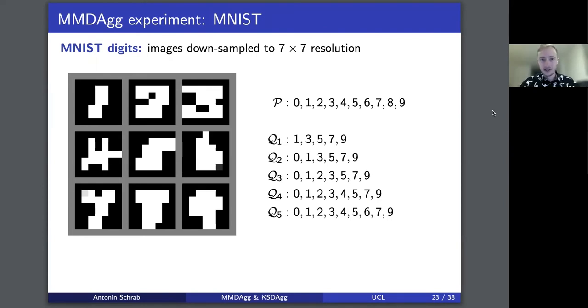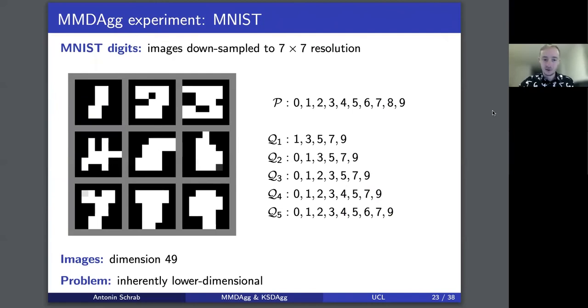For our KS-DAG experiment, we actually ran some experiments on MNIST in 28x28 resolution. This was not done for computational reasons; it was just too much to experiment with. Those images are in dimension 49. However, the problem of distinguishing digits is inherently lower dimensional.